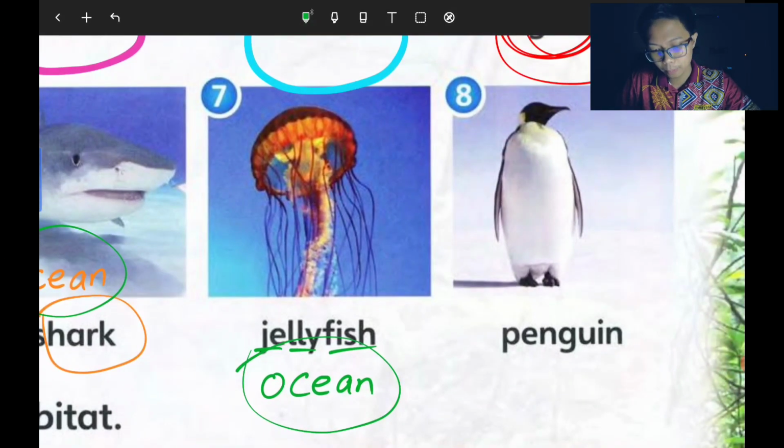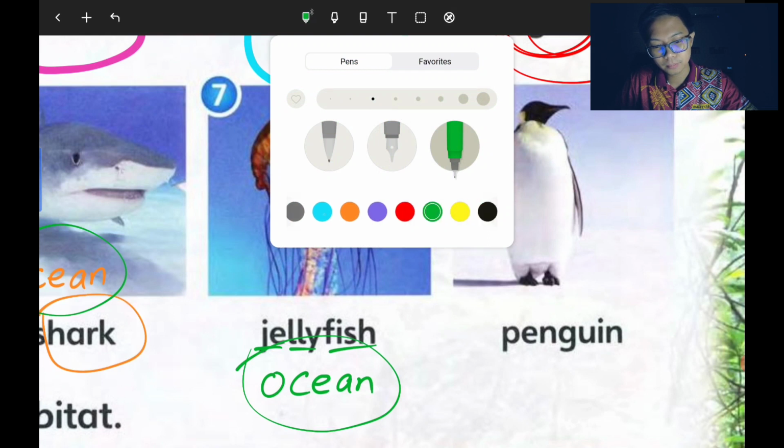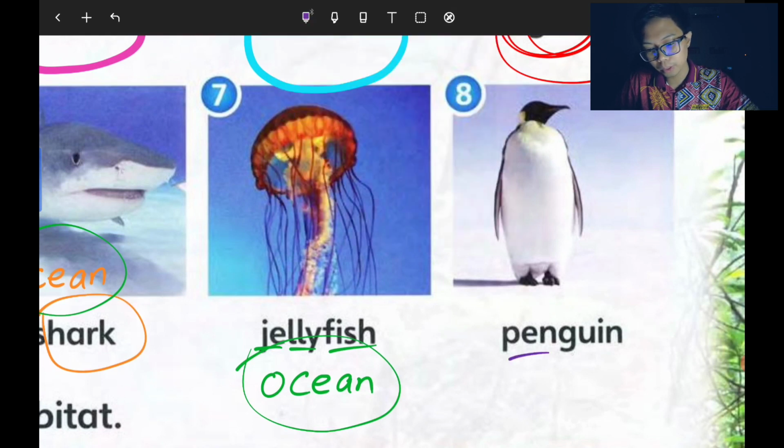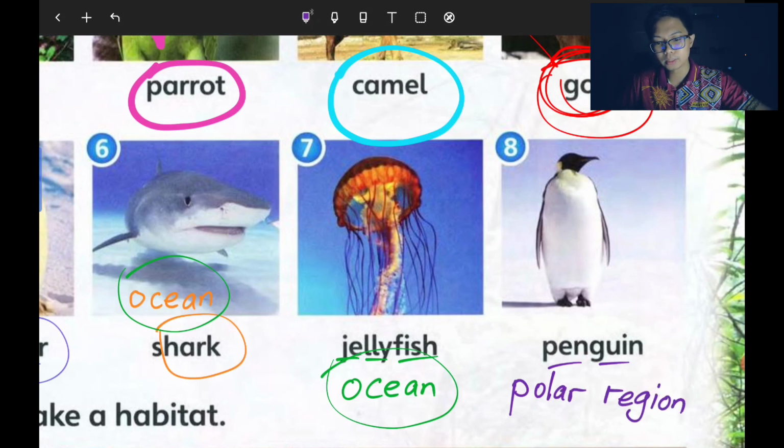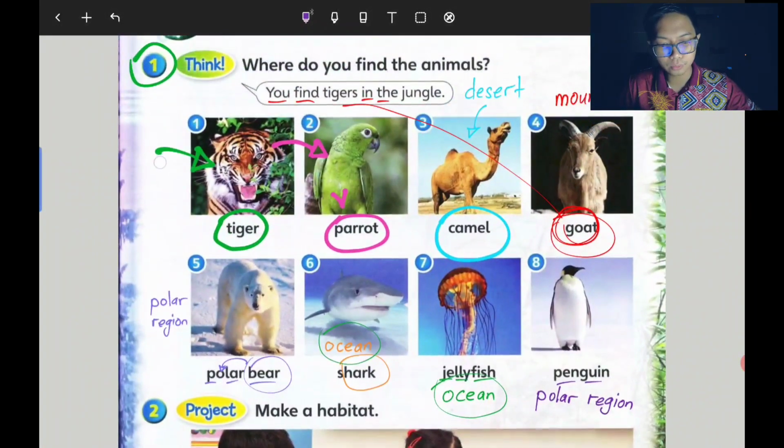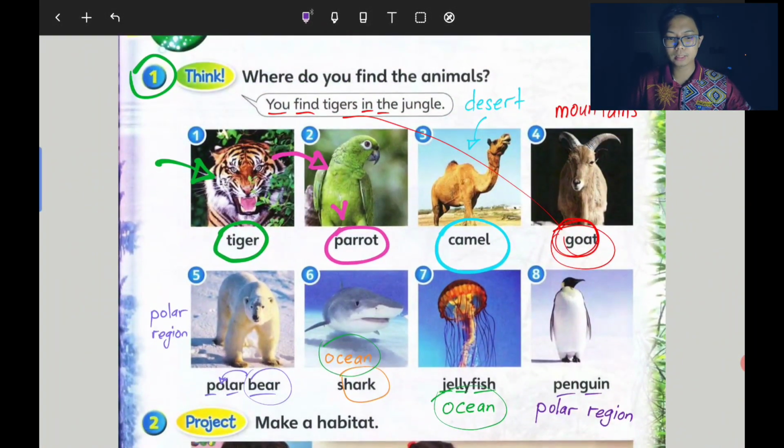Lastly, penguin. Where can you find penguin? Di mana kamu boleh jumpa? You can find penguin in the polar region, tempat yang sejuk juga. Polar region. So that's for this activity.